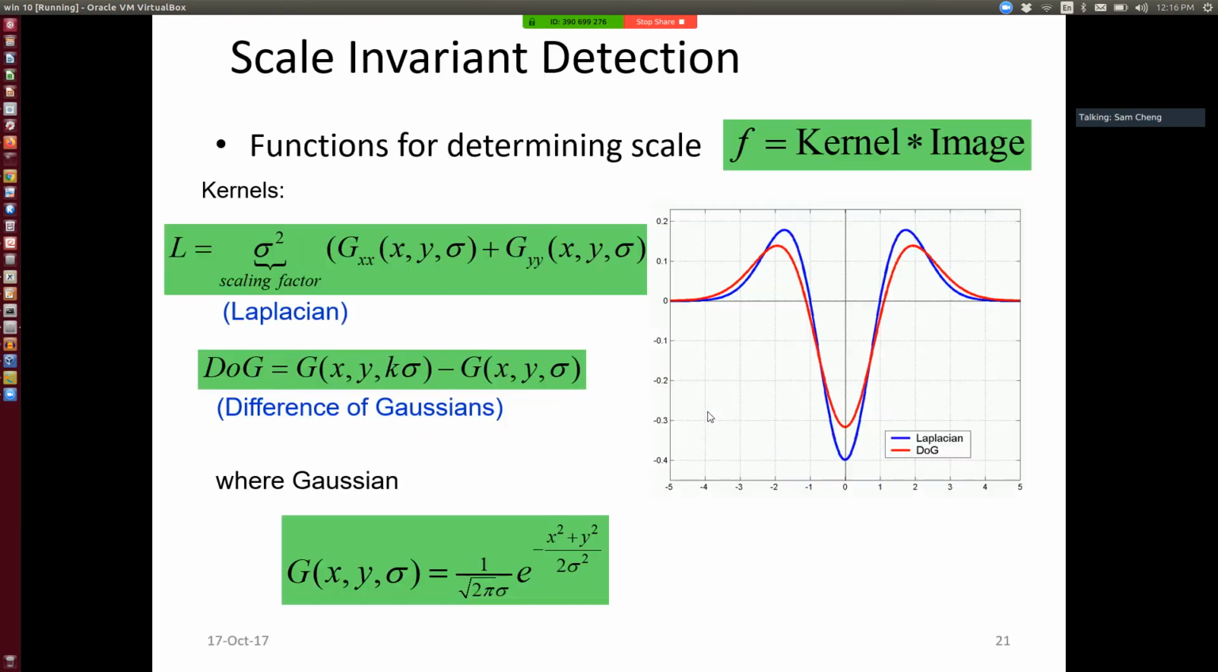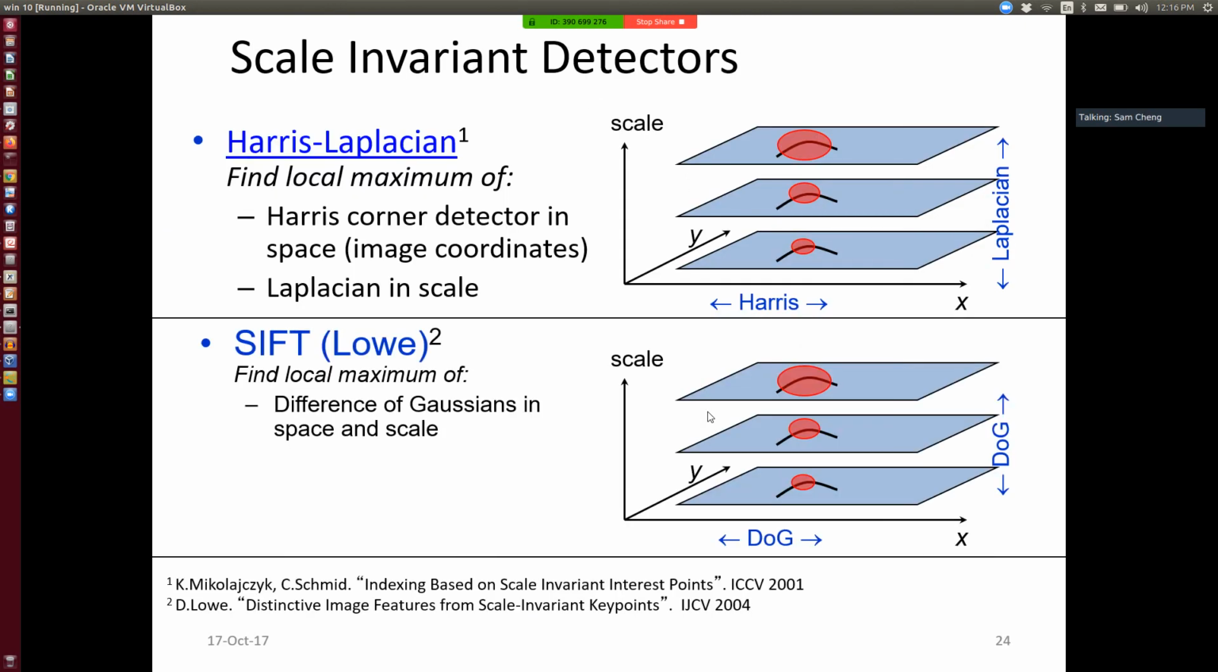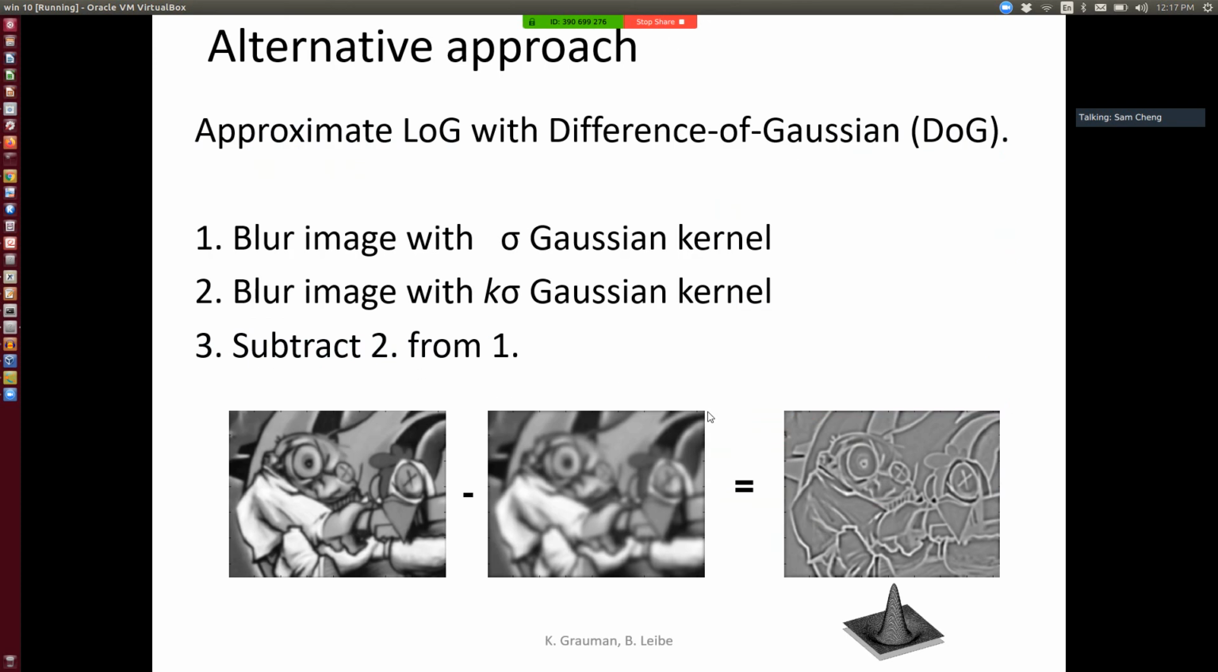I should mention another method, the Harris Laplacian, which is based on the Harris corner detector. And SIFT, of course, is super famous, even though there are a lot of alternatives now. It's still the first one that was really very successful in terms of shift invariance, so it became really well known.